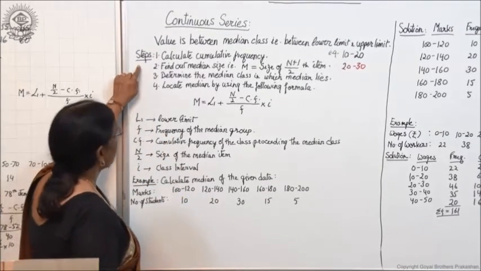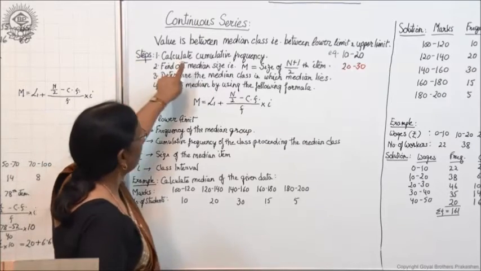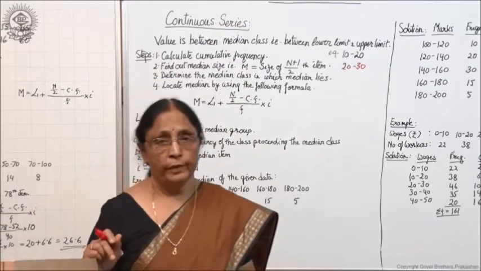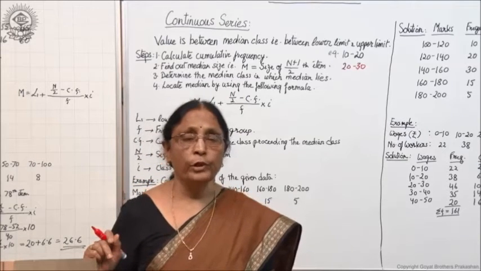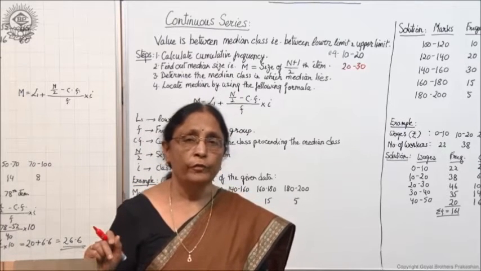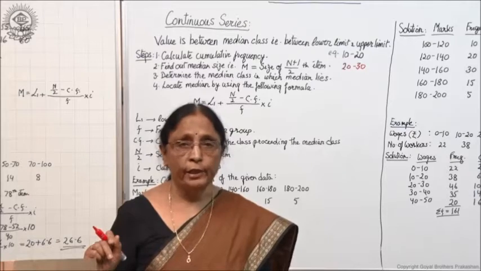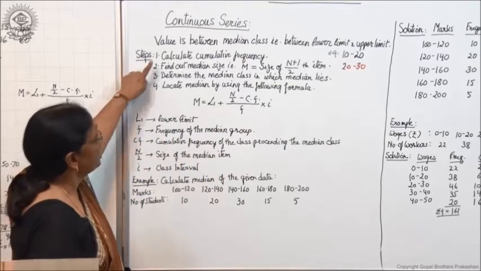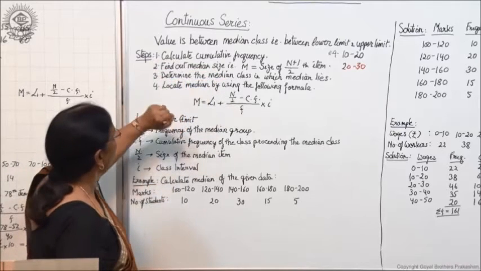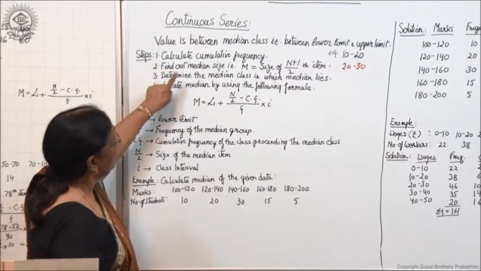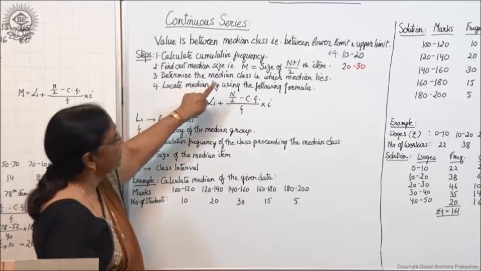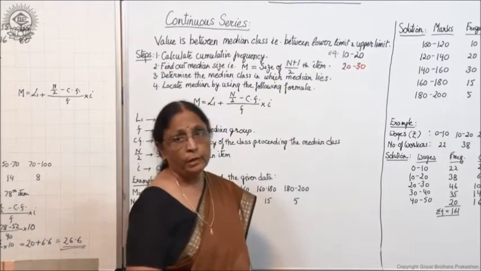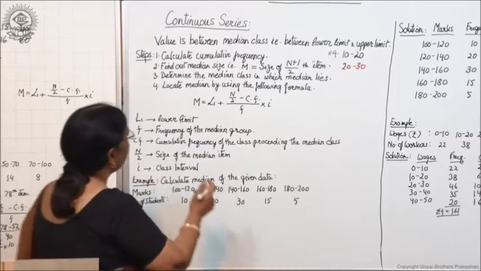Now what are the steps? First is calculate cumulative frequency, right? In this case you don't have to arrange the data in ascending or descending order. Here the first step is calculate cumulative frequency. Second, find out the median size, that is the size of the (n plus 1) upon 2th item. This is the first calculation here.